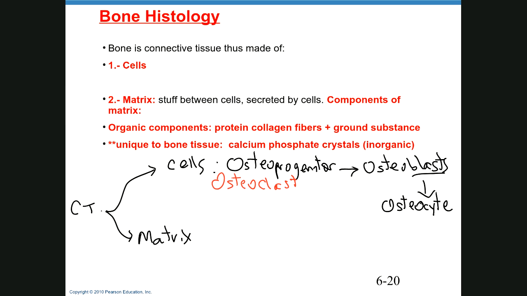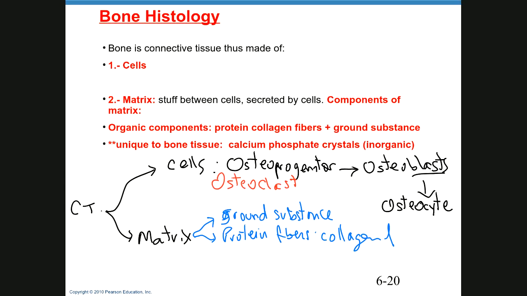Now, the matrix of bone tissue is very different in that it has three components instead of two. So it does have a ground substance, just like all connective tissue. And ground substance is made of proteins and proteoglycans. It has protein fibers, which is essentially collagen fibers. And then it has a third component, which is unique to bone tissue, and that is the calcium phosphate crystals, also called hydroxyapatite crystals.